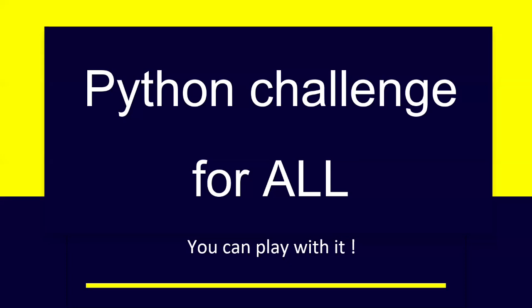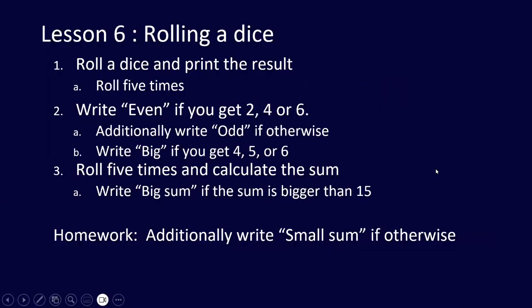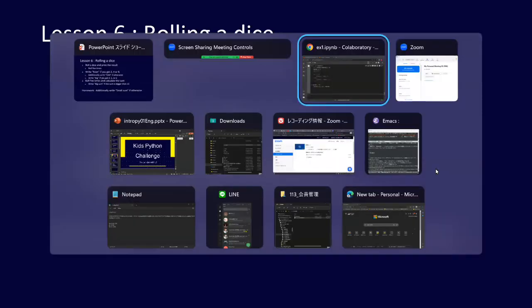Okay, let's see where we were last time. We started to use the random library so that we can use random events such as rolling a dice. We saw how to make random throws of a dice, for example, and some conditional printing of, say, smaller, bigger, or even or odd. I hope you're familiar with it now. Okay, homework. Additionally, write small sum if otherwise. So let's continue our work.